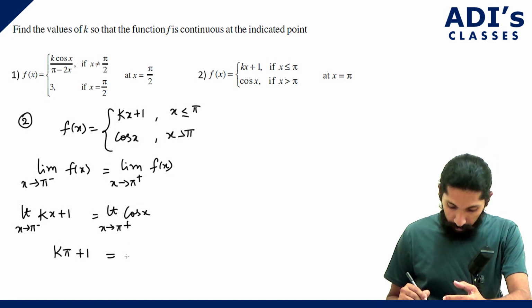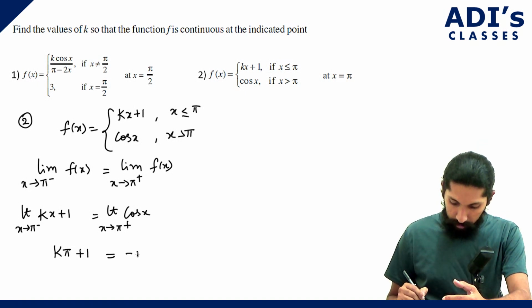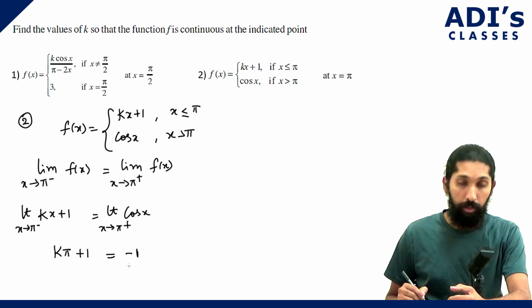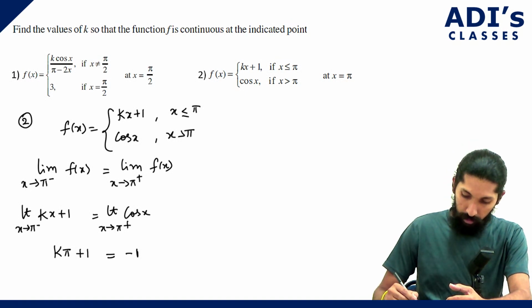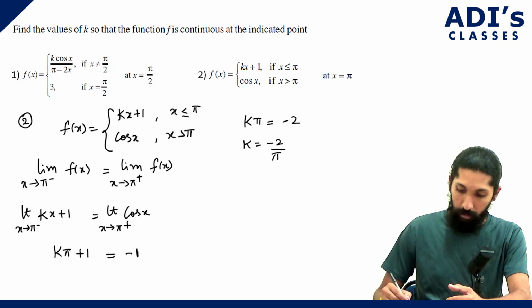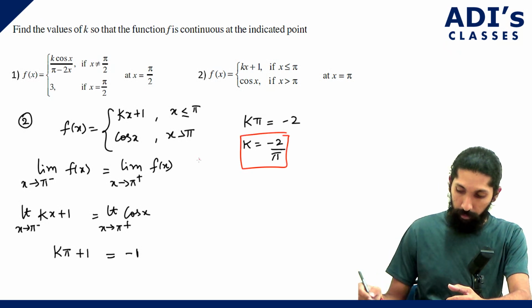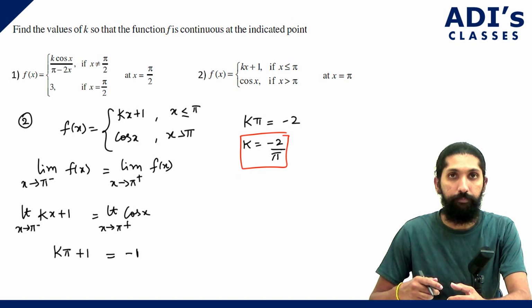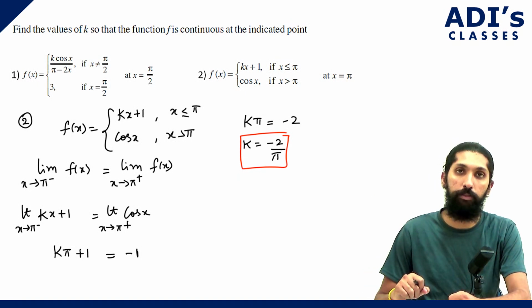What is cos pi? Cos of pi is -1, isn't it? So take it this way, you get k pi is equal to -2. So k is equal to minus 2 by pi. So this is going to be the value of k. This is how we solve this one.